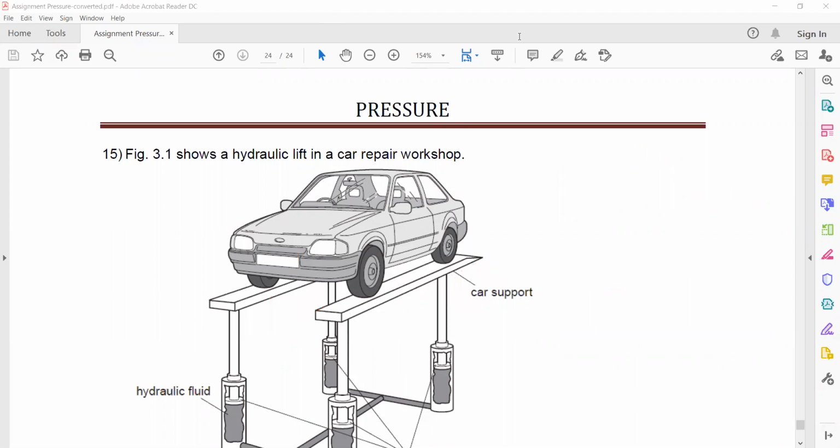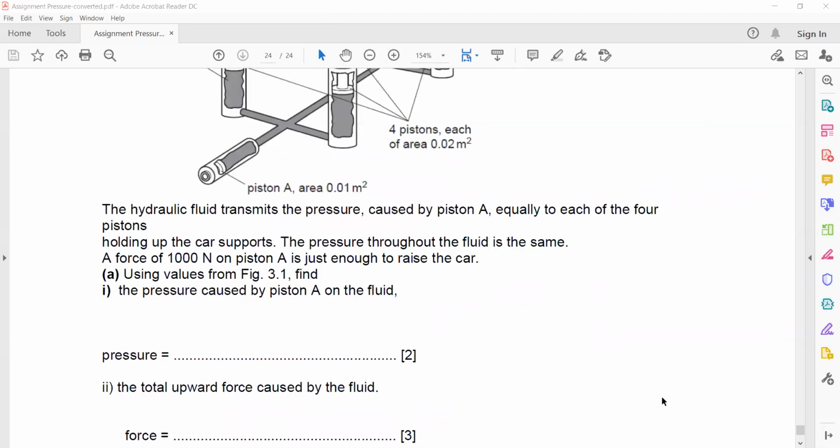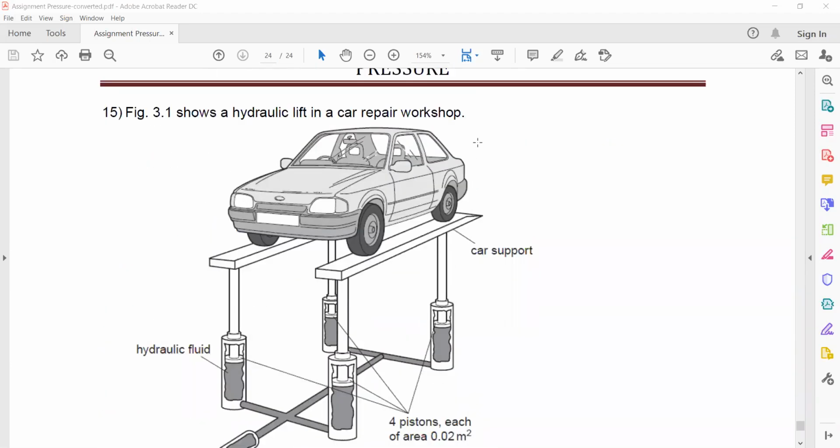So in the last part, they ask to calculate the mass of the car. If we need the mass of the car, first we get the weight of the car support, which is downward, and the weight of the car is also downward. And we already know the upward force was 8000. So if all are balanced with each other, the 8000 Newton upward, 1000 Newton down, 1000, and the weight of the car also acting down.